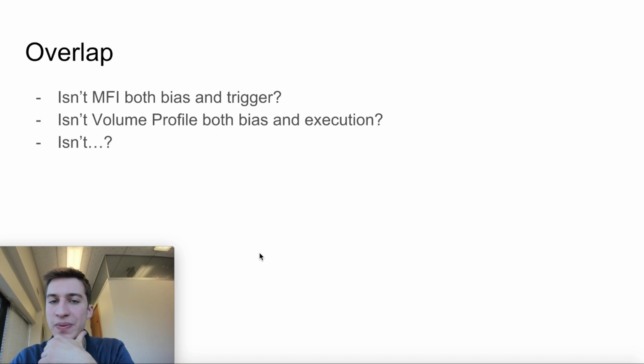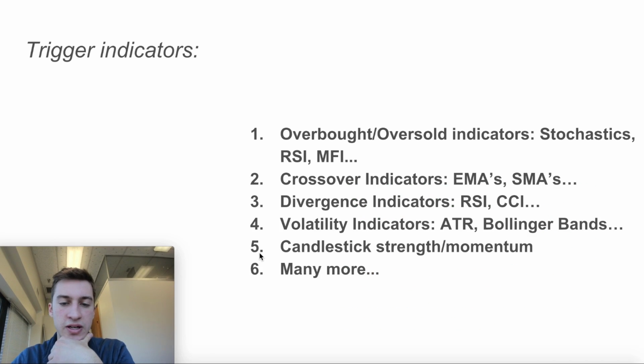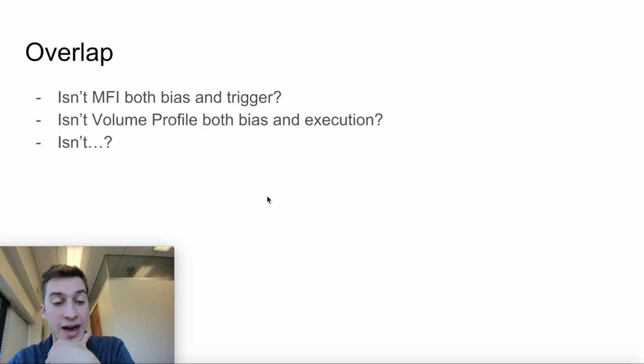So one thing that you might be asking yourself is, isn't volume profile both bias and execution? Yes, these are just more blanket terms. This is not hard categories. A lot of these indicators are going to be moving around with different subsets within their own, like trigger indicators. We have divergence and overbought, oversold because it's RSI. Not even that, but some of these indicators you could even argue fit into all three, right? That's not the important part.